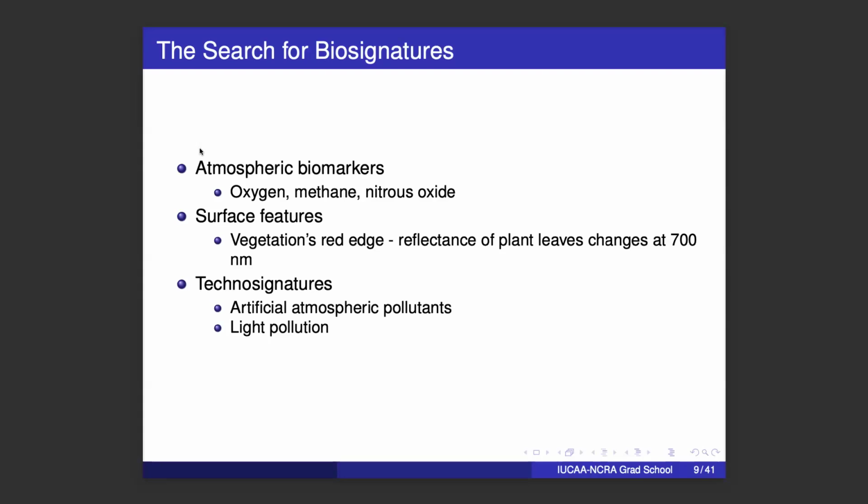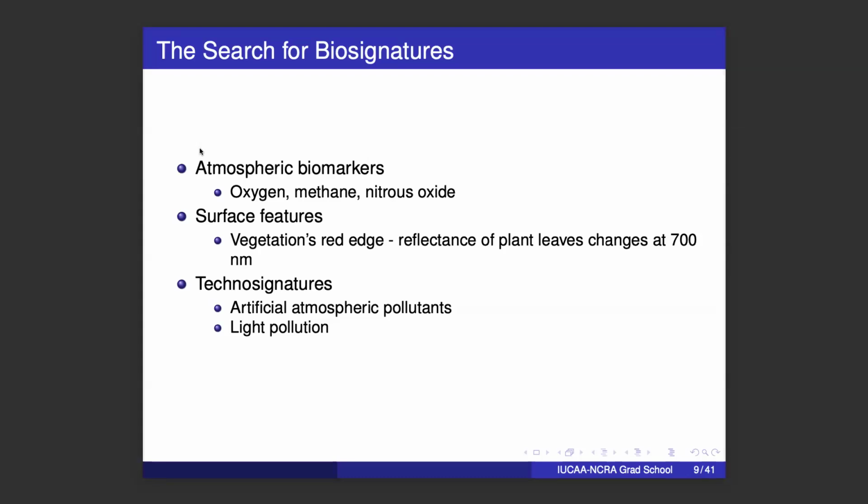People are even suggesting looking for signatures like artificial atmospheric pollutants, and light pollution. So there are some chemicals which are produced in our system which don't normally exist on normal planets. I'm not 100% sure, but I think sulfur dioxide or hydrogen sulfide and things like this don't naturally occur in detectable amounts.